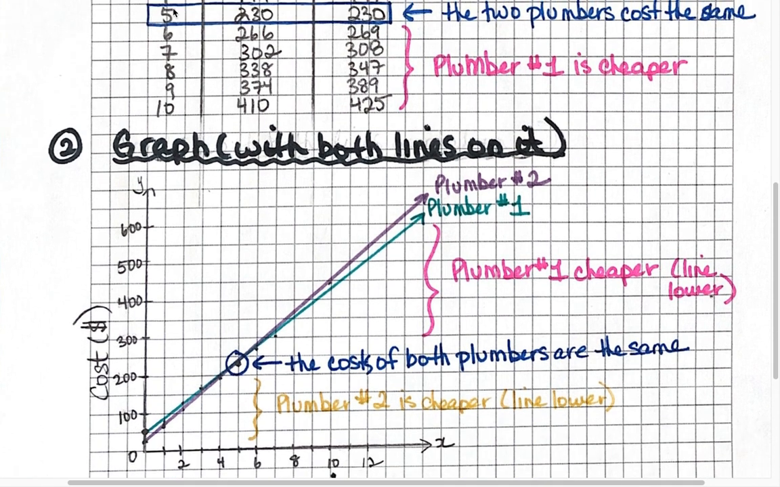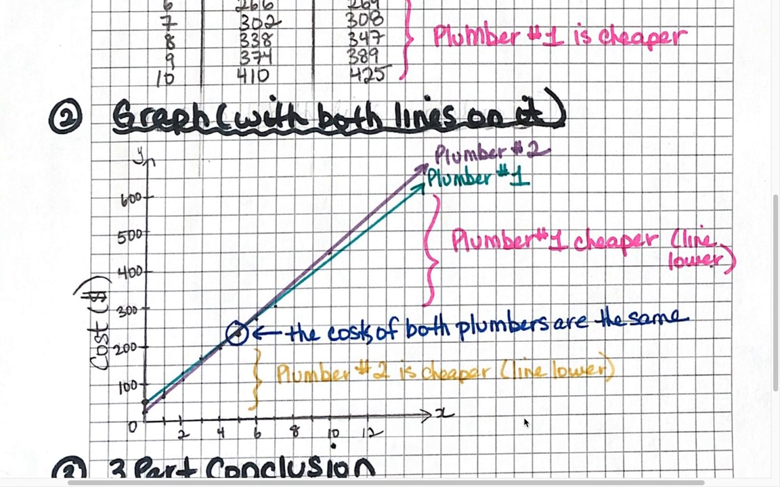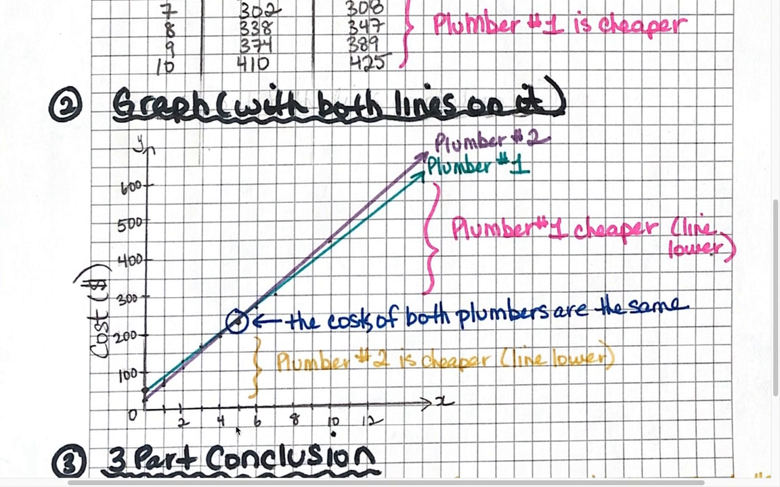So again, I have my independent variable on my x-axis, so I have my number of hours. Oops, I forgot to write that on there. That should be number of hours labeled on my x-axis. I chose to go up by ones to get up to at least my 10, which I had in my table of values. And then my dependent variable is going to be my cost, because my cost depends on the number of hours.